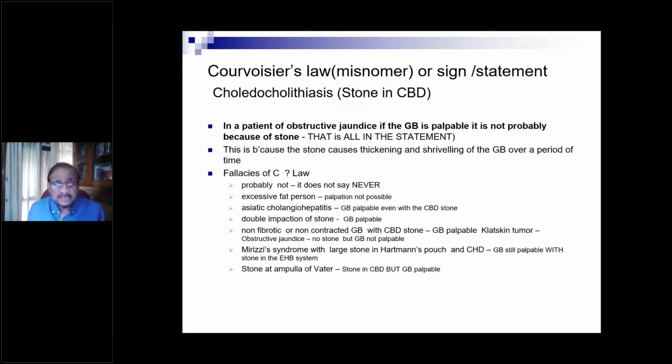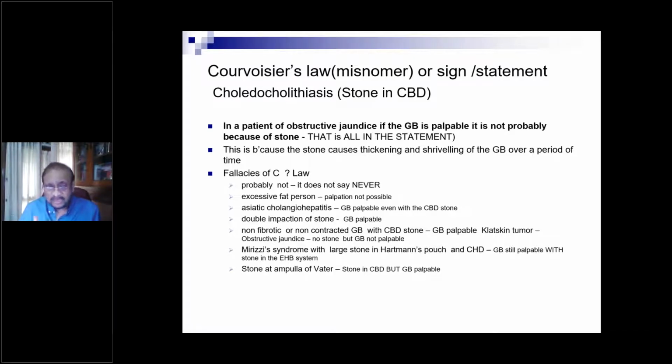Fallacy number one was the early diagnosis because of ultrasound, where the gallbladder is still normal with the CBD stone, you can get a distant gallbladder. Fallacy number one. Fallacy number two, that it says probably, it doesn't say never. Fallacy number 3, an excessively fat person who is not even able to feel or palpate the gallbladder. So you can't say whether the gallbladder is there or not.